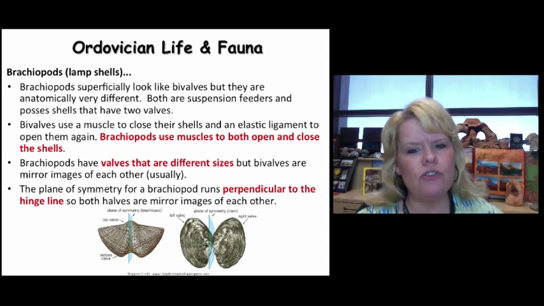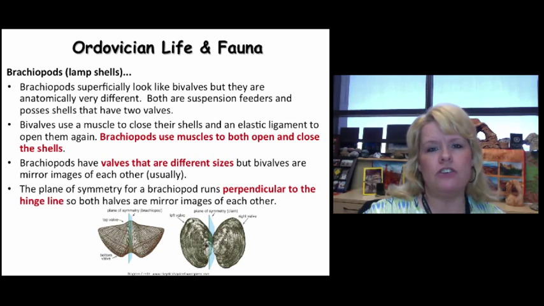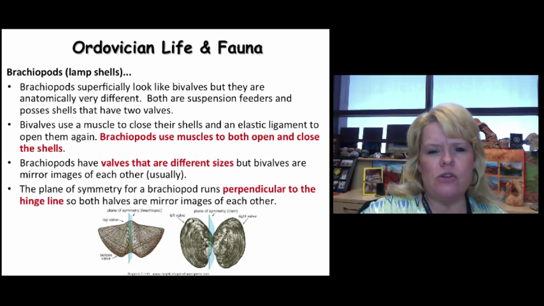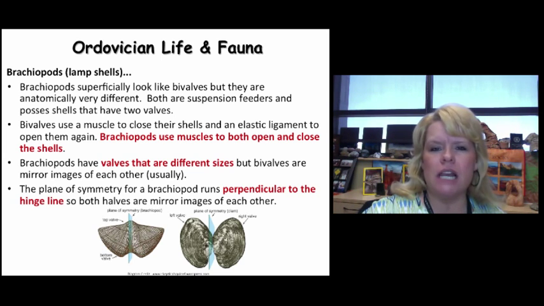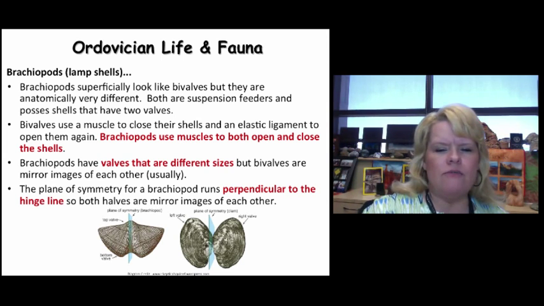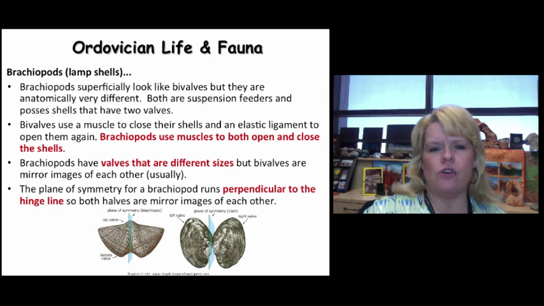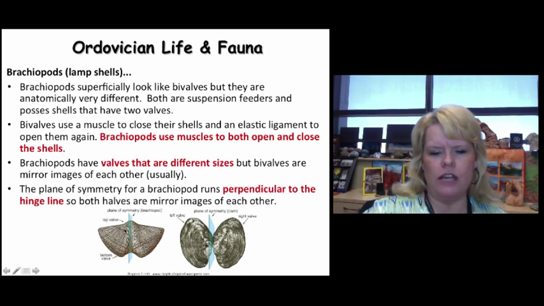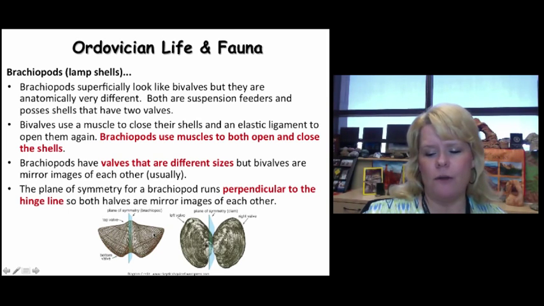Let's take a look at that. First of all, brachiopods use muscles to open and close their shells. Not the case for a bivalve. Bivalves actually use a muscle to close their shell and a ligament to open them again. So they have a slightly different format. The valves are different sizes for brachiopods, while the valves are mirror images of each other in a bivalve. So remember, you look at the plane of symmetry for a brachiopod, it runs perpendicular to the hinge right here, and this would be the marker that you'd look at. So this half matches that half. That's how you know you've got a brachiopod and not a bivalve.